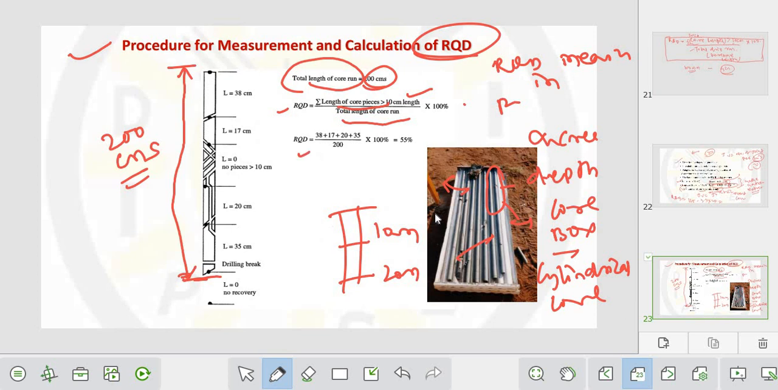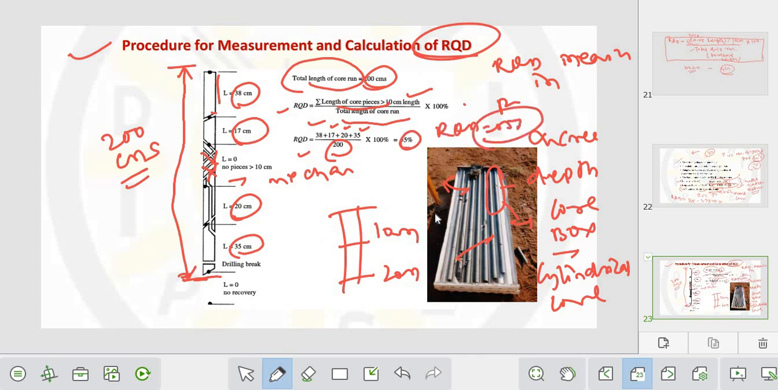So RQD क्या होगा, ये देखो ये कोर सैंपल है 38 सेंटीमीटर, 17 सेंटीमीटर, ठीक है. यहाँ पे कुछ नहीं हुआ है. See this type of fracturing, right, is mechanical fracture or natural fracture. So this is due to the mechanical fracture, due to the drilling machine the fracture is created normally, ठीक है. फिर 20 सेंटीमीटर and 30 सेंटीमीटर, 35 सेंटीमीटर. So 38, 17, 20, 35 out of 200, okay, the RQD will come to 55%, ठीक है. 55%, it is the RQD.